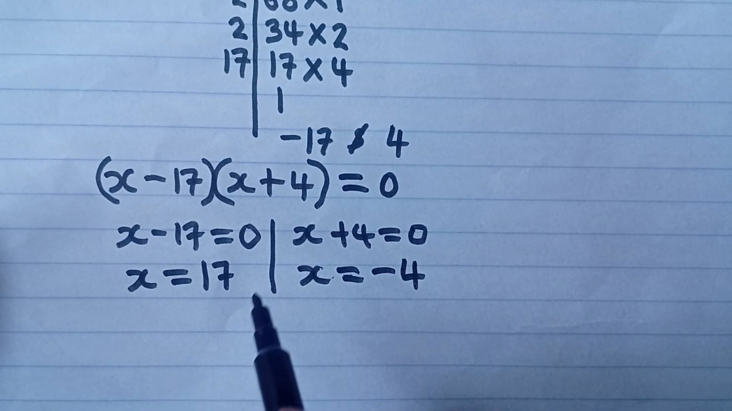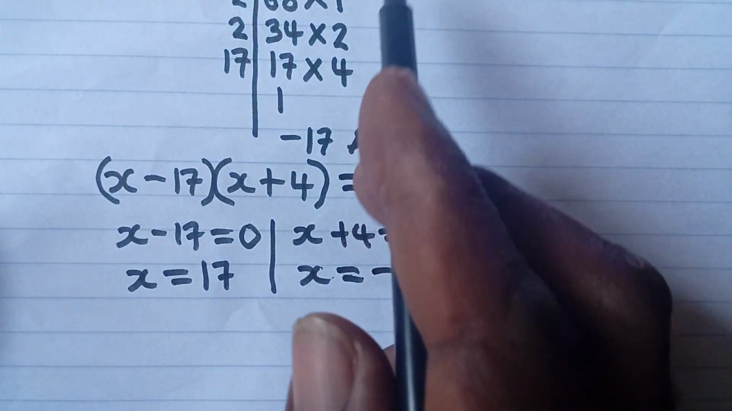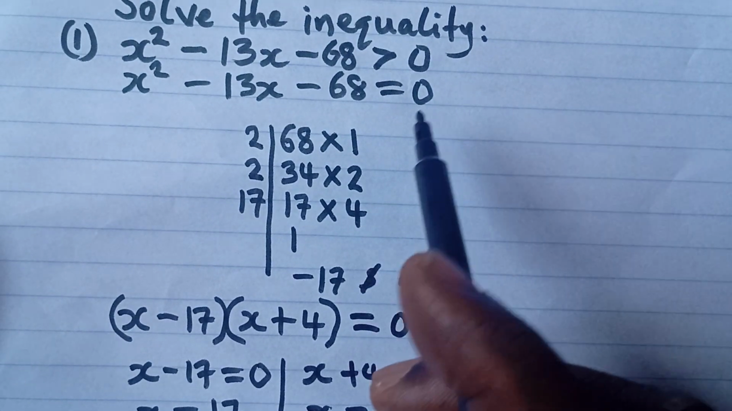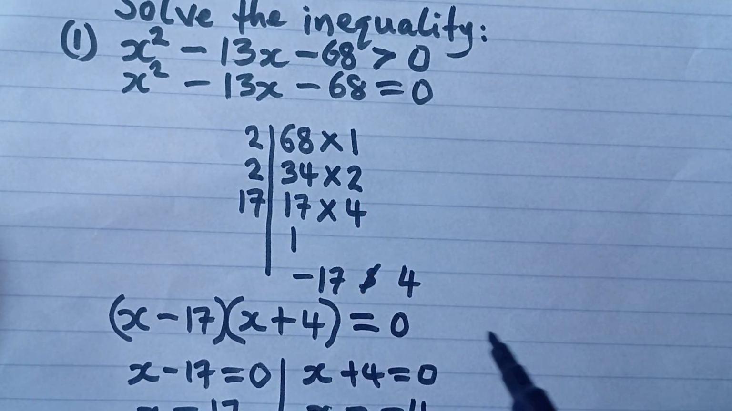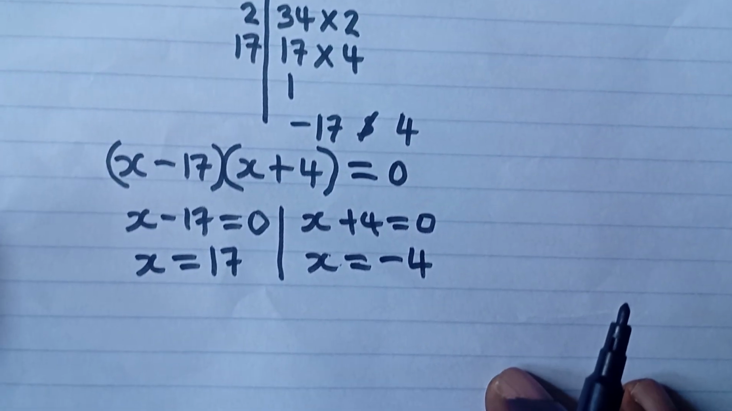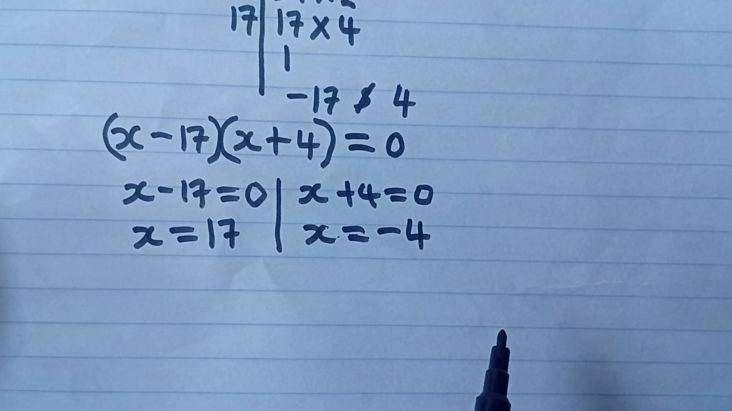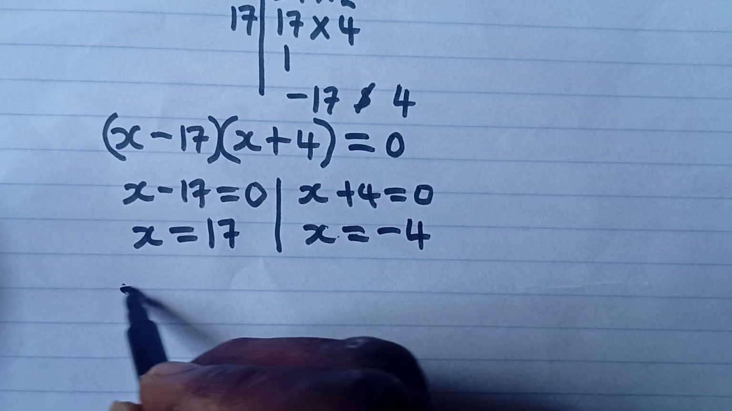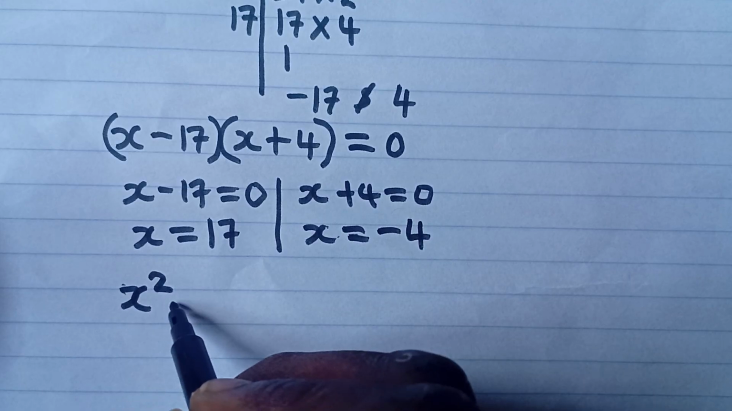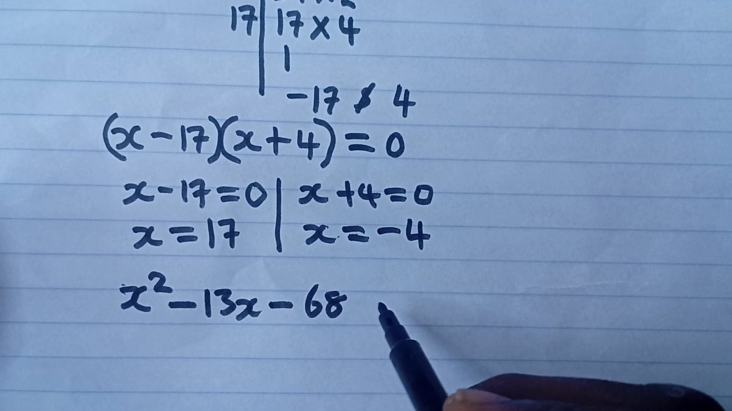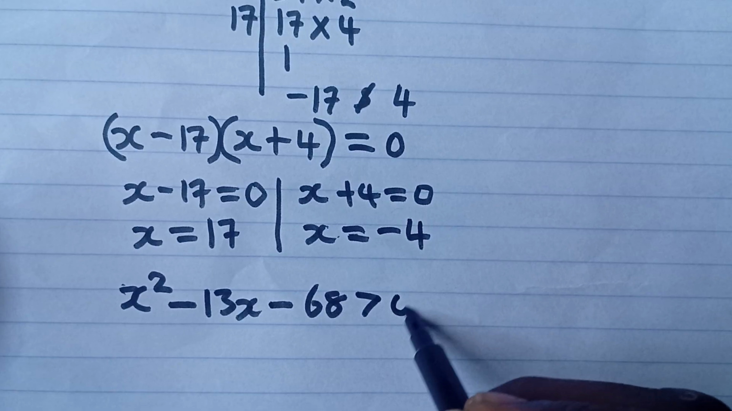So now don't forget, we are solving an inequality, not an equation. If you check back here, you see the inequality that we have there. The next thing to do is that one of these values that we have obtained is going to take the original sign in the inequality. Let me write the inequality again as x squared minus 13x minus 68 is greater than 0.